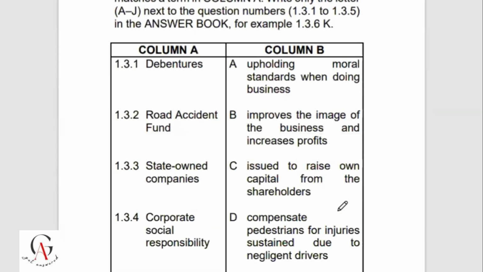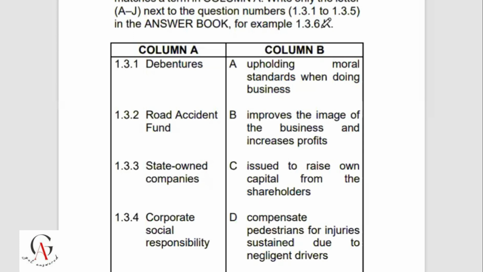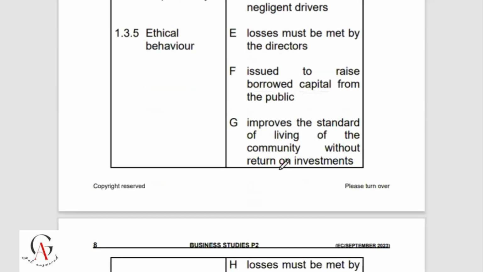So now 1.3 reads as follows. Choose a description from column B that matches a term in column A. Write only the letter next to the question numbers 1.3.1 to 1.3.5 in the answer book. As an example is actually given on your behalf, you only select the appropriate letter without writing the whole description that is given on that particular question.